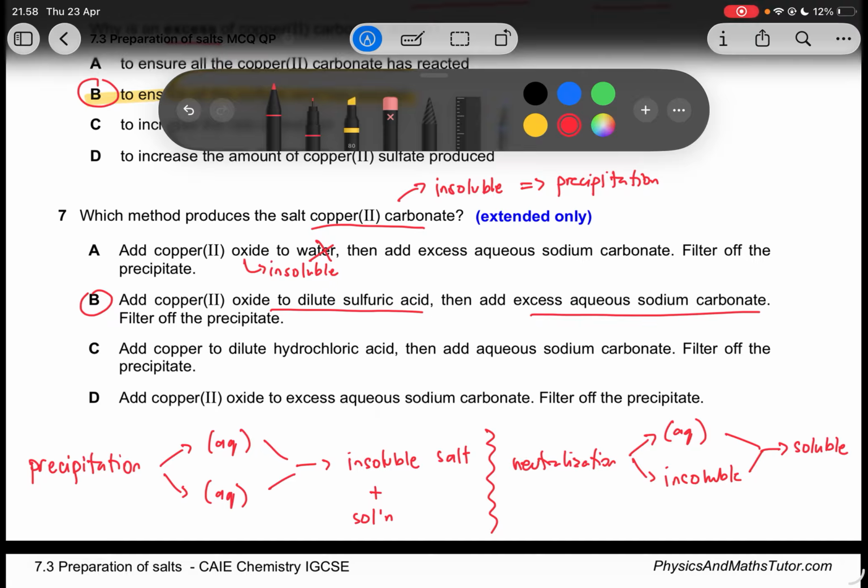Letter C, you add copper to dilute hydrochloric acid. This is also not possible because copper is less reactive. So it will not be able to react with our hydrochloric acid. Letter D, add copper 2 oxide to excess aqueous sodium carbonate. In this case, as we have mentioned, our copper 2 oxide is only soluble in acid. So we have to dissolve it first. Okay, so that gives us the answer for number 7, which is letter B.